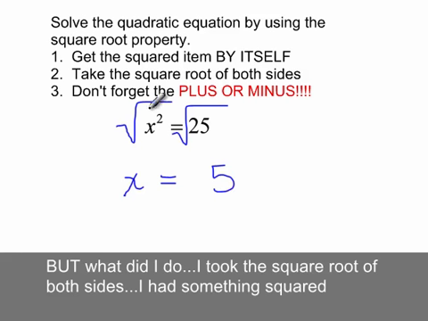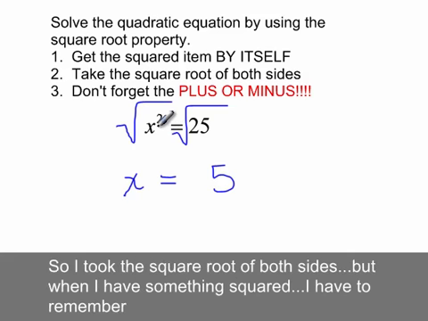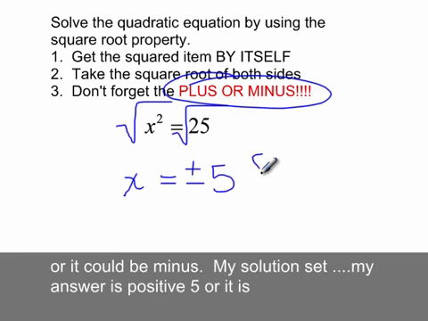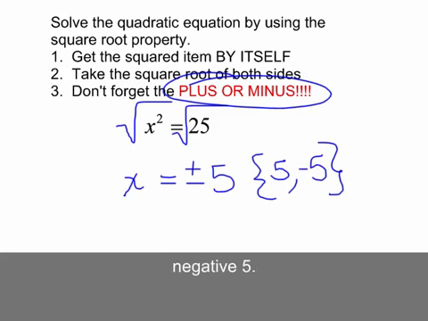But what did I do? I took the square root of both sides. I had something squared, so I took the square root of both sides. But when I have something squared, I have to remember that thing inside there could be plus or it could be minus. My solution set, my answer, is positive 5 or negative 5.